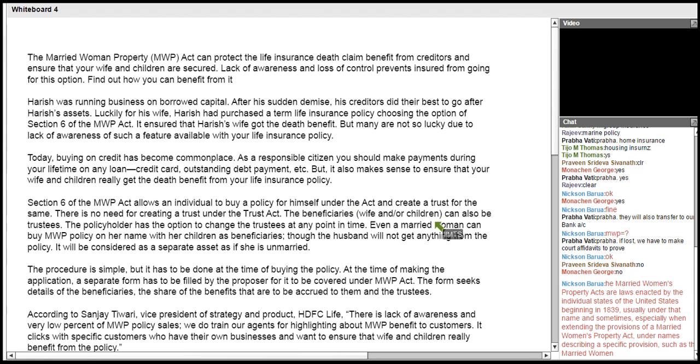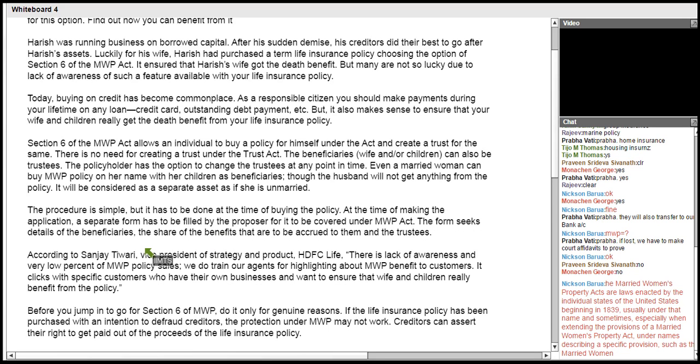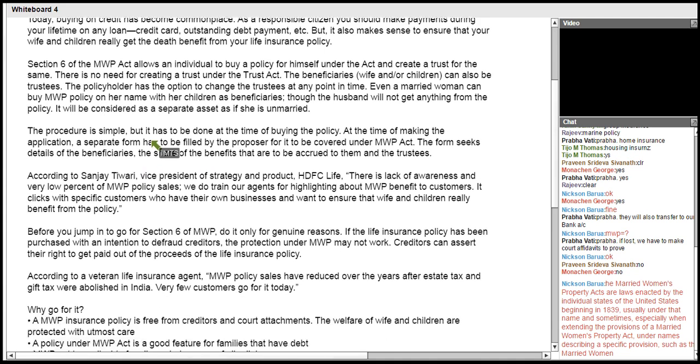If there are no trustees, the official trustee will step in. But if the beneficiaries are major and competent to contract, payment can be made directly to them without the intervention of a trustee. The policy holder is not expected to sign the discharge. Even a married woman can buy an MWP policy in her name with her children as beneficiaries. Though the husband will not sign, the payment will be made to the assignee. If the assignment is conditional, reverting to the life assured on maturity, payment can be made to the assured himself. However, it will be prudent to check that the assignee has no outstanding dues.